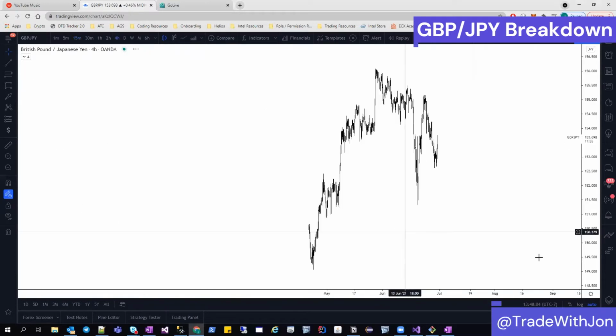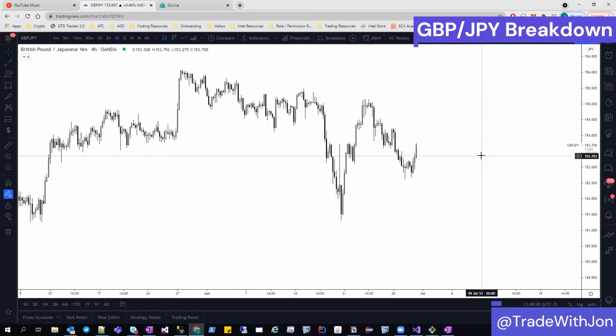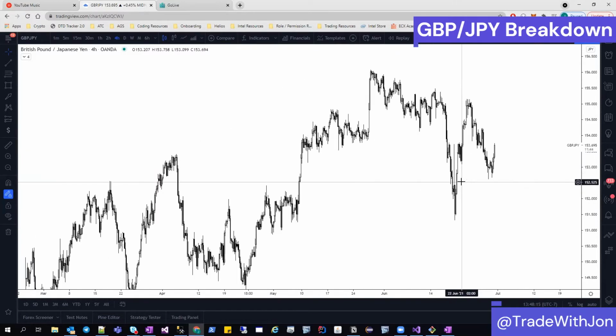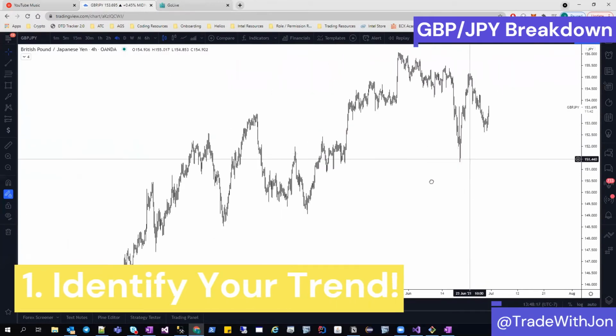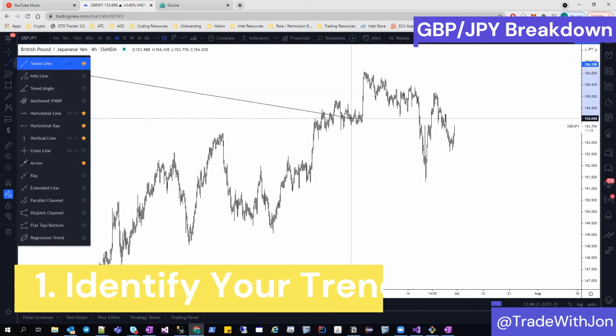Now guys, you have to understand that when you're looking for amazing entries, you have to go based off the higher time frame, because they're going to give you the best possible entries. Now, the first thing you guys want to start doing is identify your trend, right? Identify the trend. So let's actually bring this back.